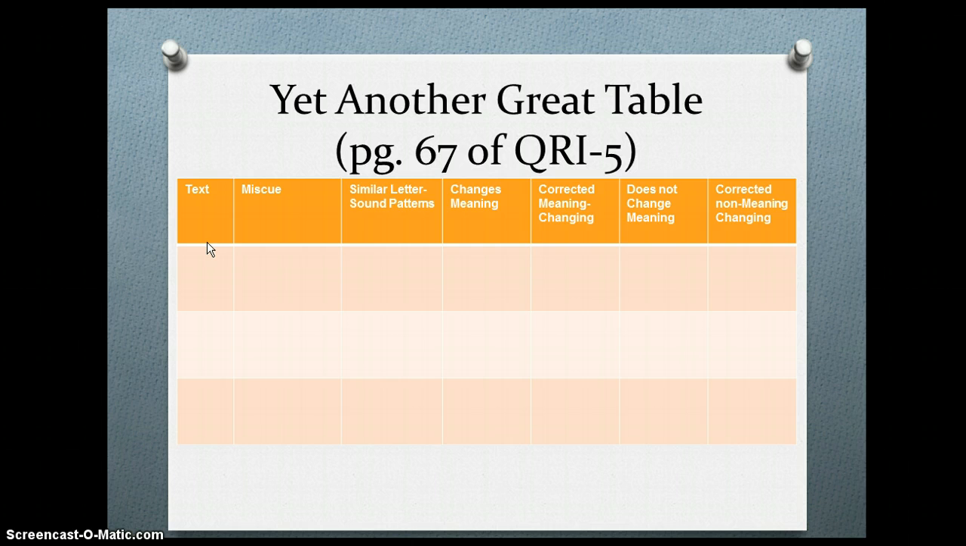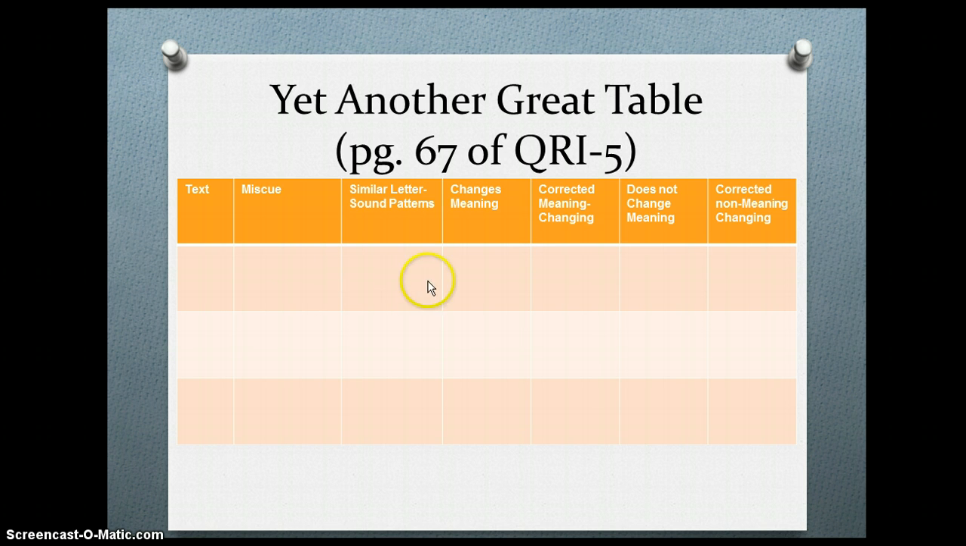So again, this isn't going to be very helpful to see trends and patterns if your student only had one or two miscues, but in the case that you give them something at their instructional level and they have more miscues, you want to write down the word in the text, then what the miscue is.